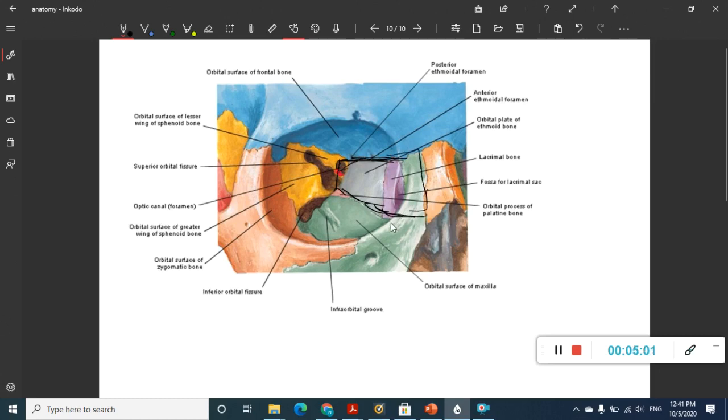Then what is the roof of the orbit? This is the roof of the orbit, which you see. This is the roof. This is the medial wall. Then what do you see in the floor of the orbit? In the floor of the orbit, you have it from here.